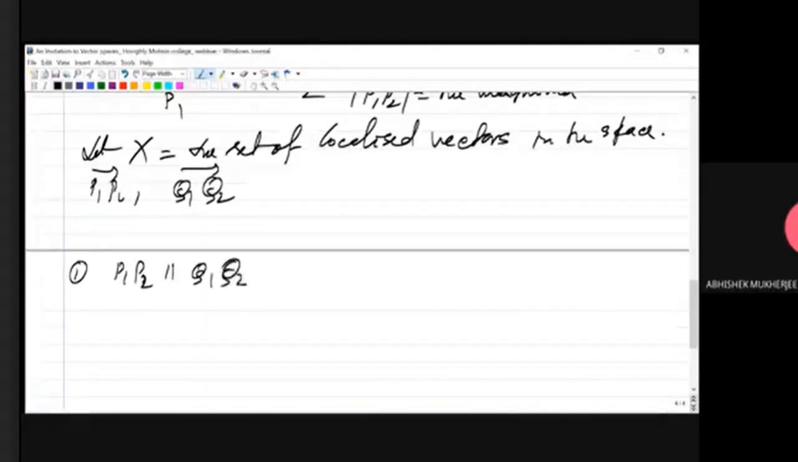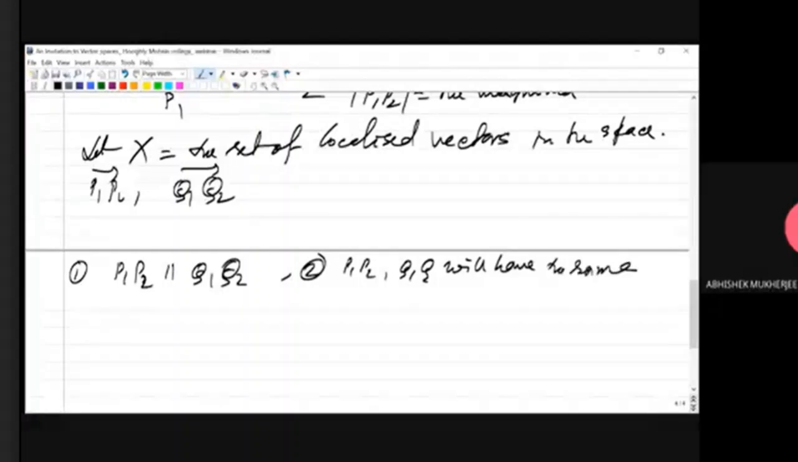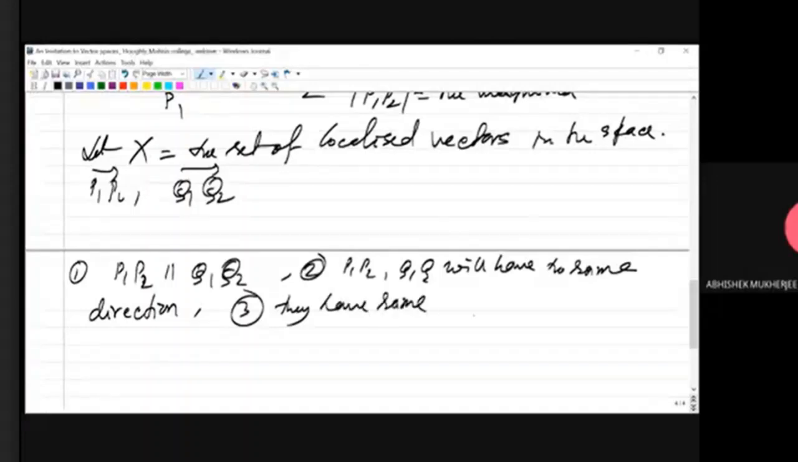This is the first condition. And the second one is that the straight line segment P1, P2 will have the same direction as Q1, Q2. So P1, P2 and Q1, Q2 will have the same direction. Okay. And the third one is that they have the same magnitudes, right?